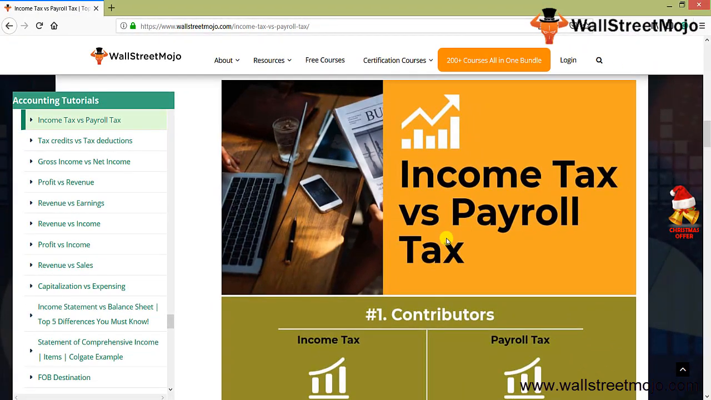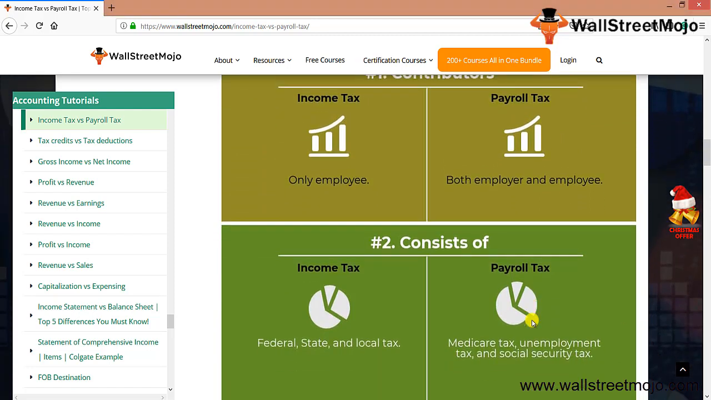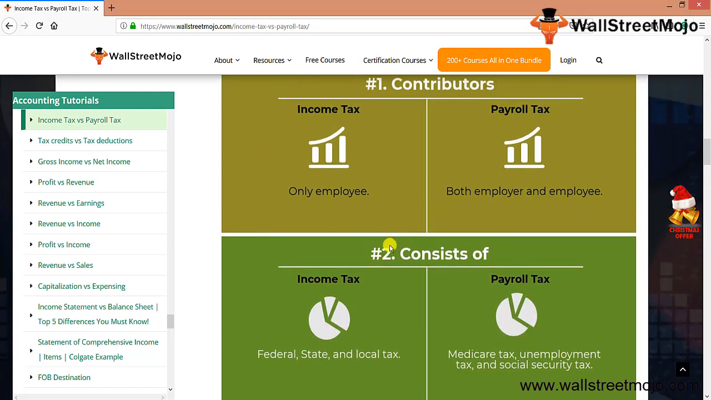Income tax versus payroll tax. The first is the contributor. Who is the contributor to the income tax? It's only the employee. For payroll tax, it's both the employer and the employee. They both are involved, as we just saw. What does it exactly consist of? Income tax is federal, state, and local. While for payroll, it is all other contributions: Medicare tax, unemployment tax, social security tax, and so on.